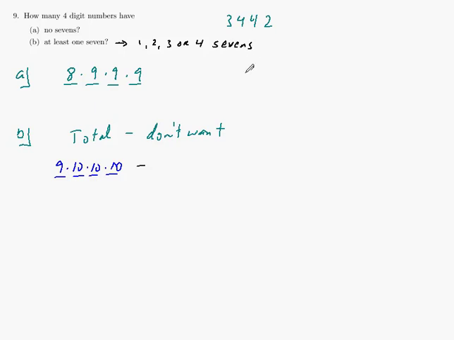So what I don't want is 0 7s. And that was our part A answer, so that is 8 times 9 times 9 times 9. So total minus what we don't want is the easiest way to work that.